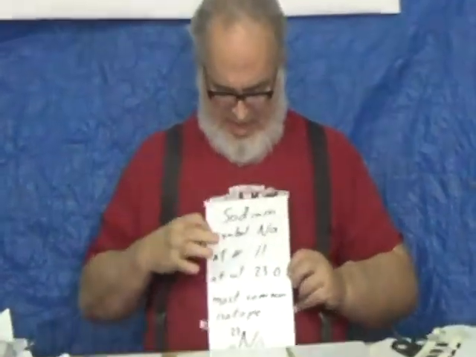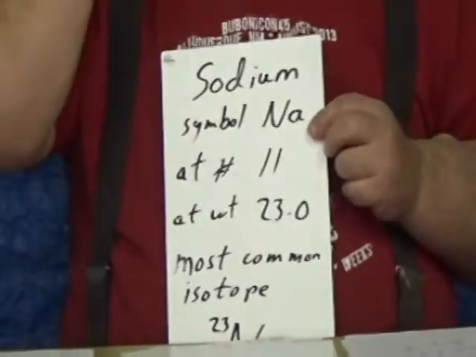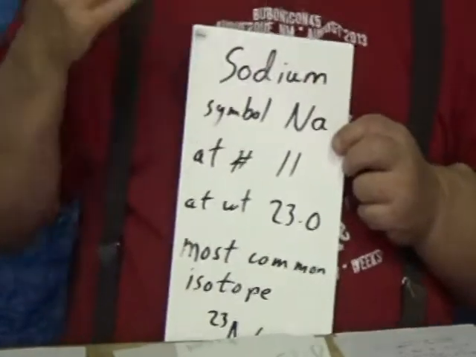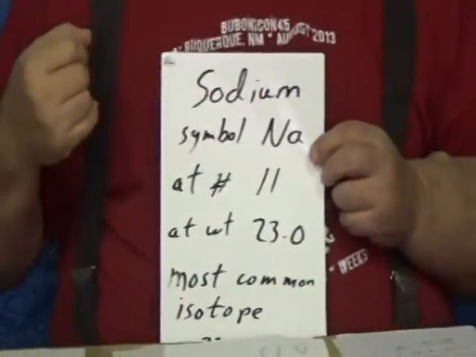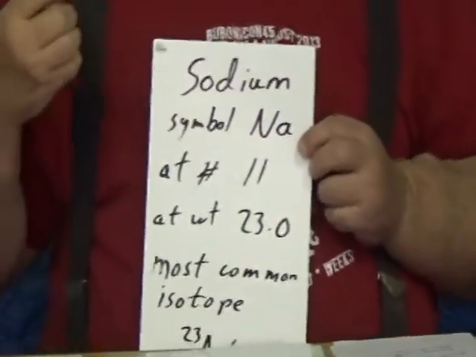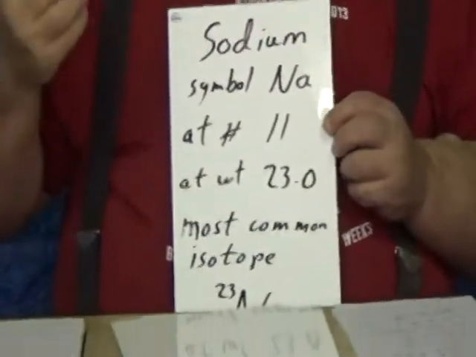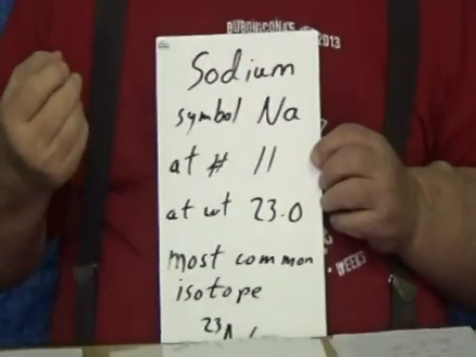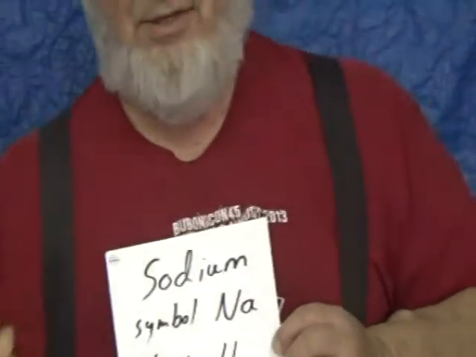The symbol is Na. Of the elements we've looked at so far, most of them have been pretty straightforward: hydrogen is H, helium is He, oxygen is O. But that's not the way it is all around the world. For example, in Germany, oxygen is known as Sauerstoff, but it still uses the symbol O. Nitrogen is Stickstoff.